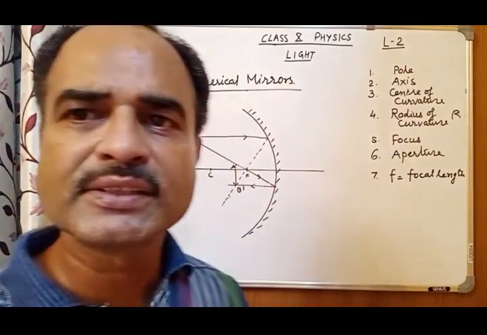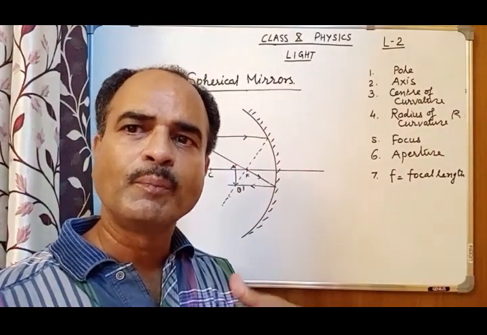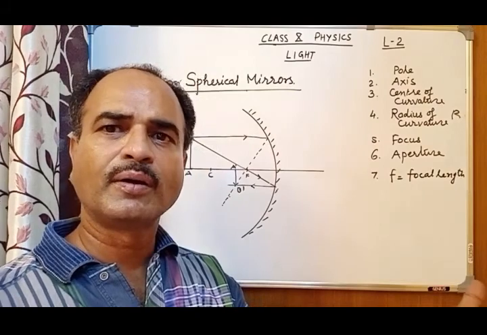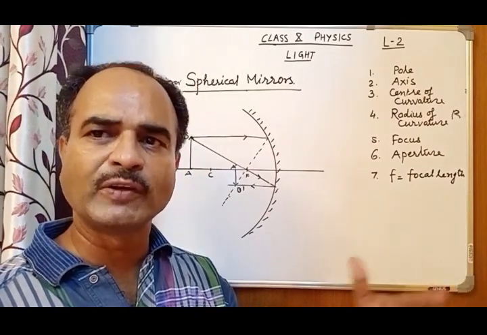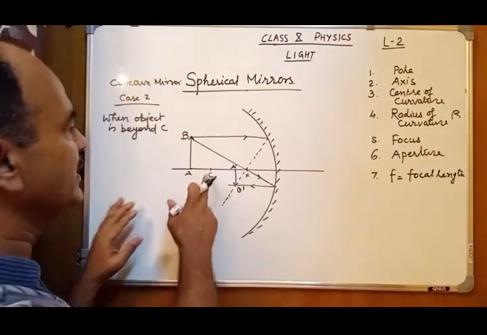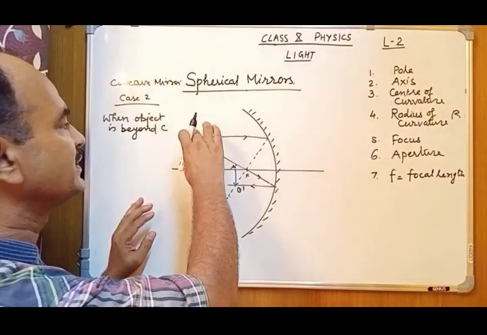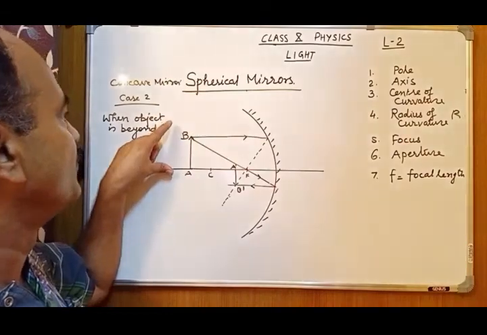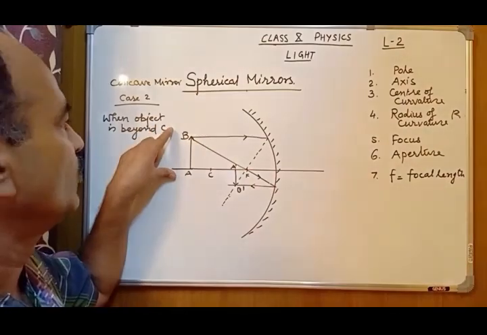In the second case, the object is kept beyond the center of curvature but not at infinity, that is, between infinite distance and the center of curvature, somewhere here beyond this. Let us consider AB as the object, and OB is the object.